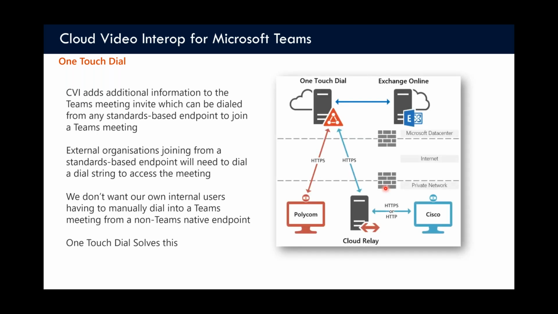So One Touch Dial, in this example, this is actually Polycom's One Touch Dial service. BlueJeans, Cisco, etc., they all have their own flavor of this. But basically, think of it like a man in the middle that sits between Exchange and an endpoint, whether it be Polycom or Cisco in this example, that's able to rewrite a meeting invite and push a button to the screen of the video conferencing endpoint, so someone can hit one button and join a Teams meeting, okay?